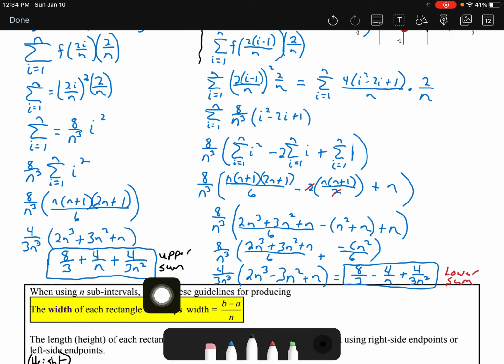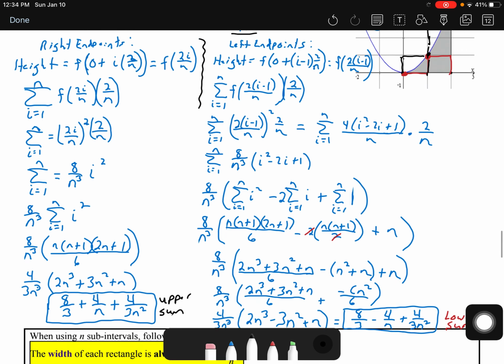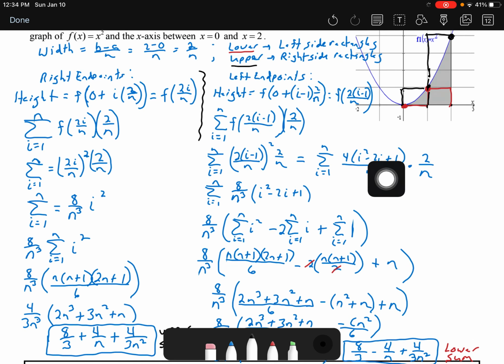Okay, so that was the upper sum, and unfortunately that was the easier one. I'm going to talk quickly through the lower sum, because that in this case is the left side rectangles, which has a slightly more complicated formula due to the fact that we have this i minus 1, so that we can start at 0, f of 0 for our first height, which in this case gives us 0 height for this first rectangle, but just to visualize that.